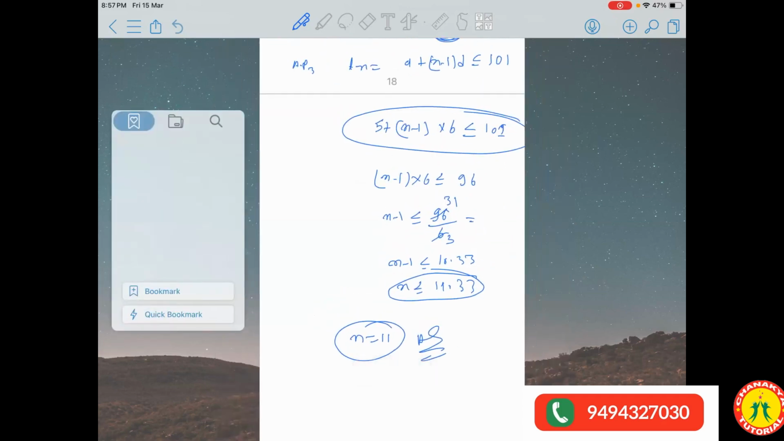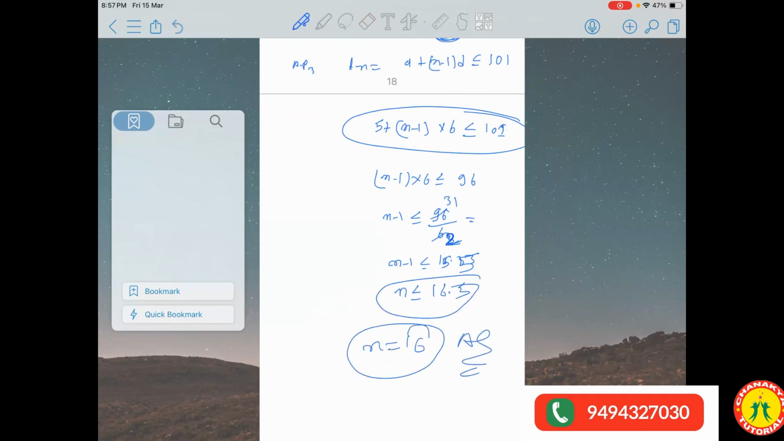Sorry, there is a correction here. So here it is 15.5. So n is less than or equal to 16.5. 16 is the answer. n is less than or equal to 16.5, so n is 16. 16 is the correct answer for this question.